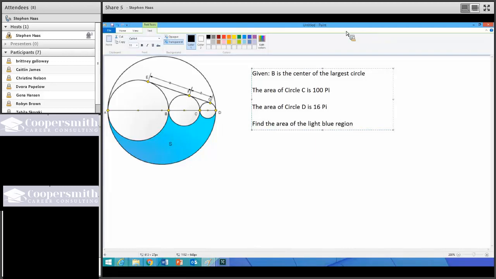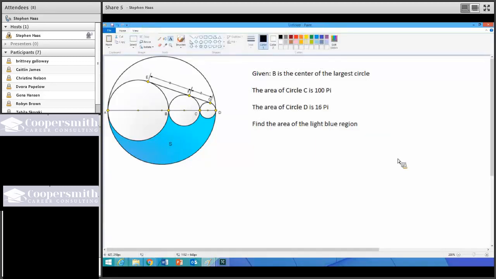That looks like a pretty good one. Who thinks they could do this? B is the center of the largest circle. The area of circle C is 100 pi. The area of circle D is 16 pi. Find the area of the light blue region. Okay, let's do this. This is fun. Anybody agree? Anybody disagree? All right, doesn't matter. We're doing it anyway, fun or not.